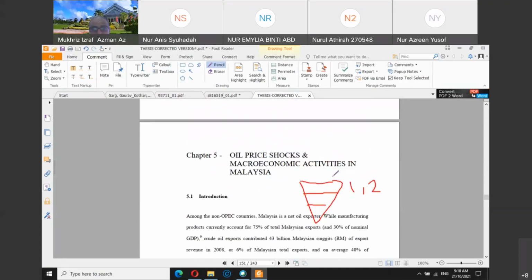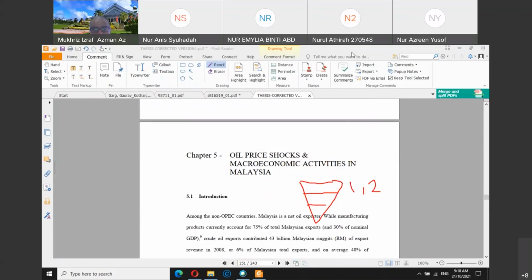So there's a lot of stuff that you can write, okay, but you need to know how much you need to provide in the introduction. A good introduction will be general to specific. So you want to start on the general concept first.